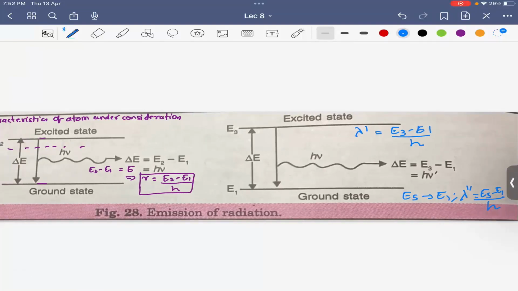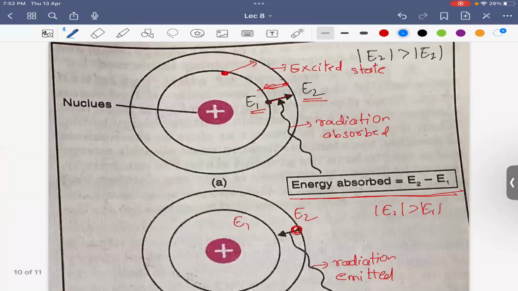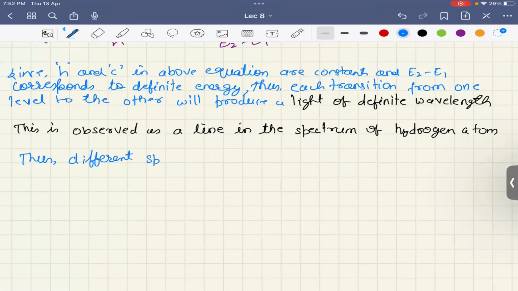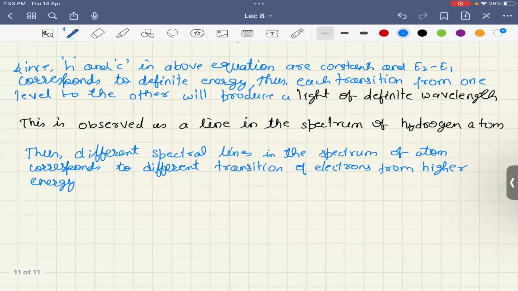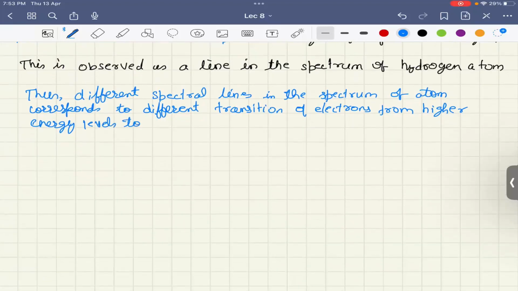Thus, the different spectral lines in the spectrum of an atom correspond to different transitions of electrons from higher energy levels to lower energy levels.